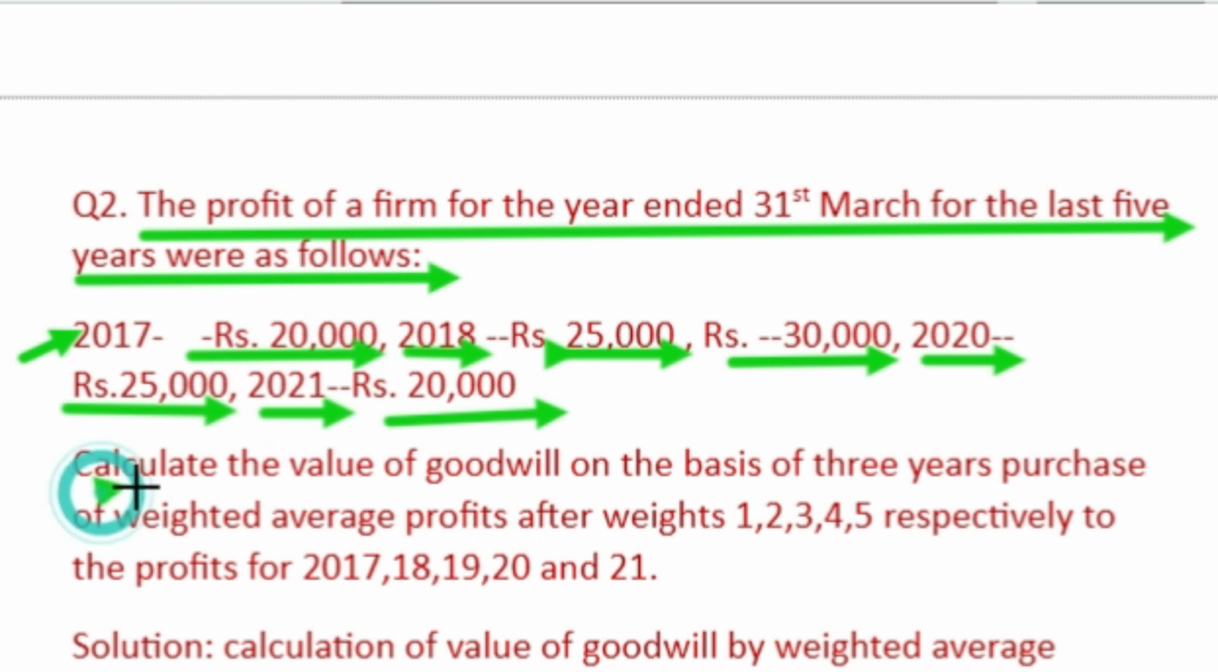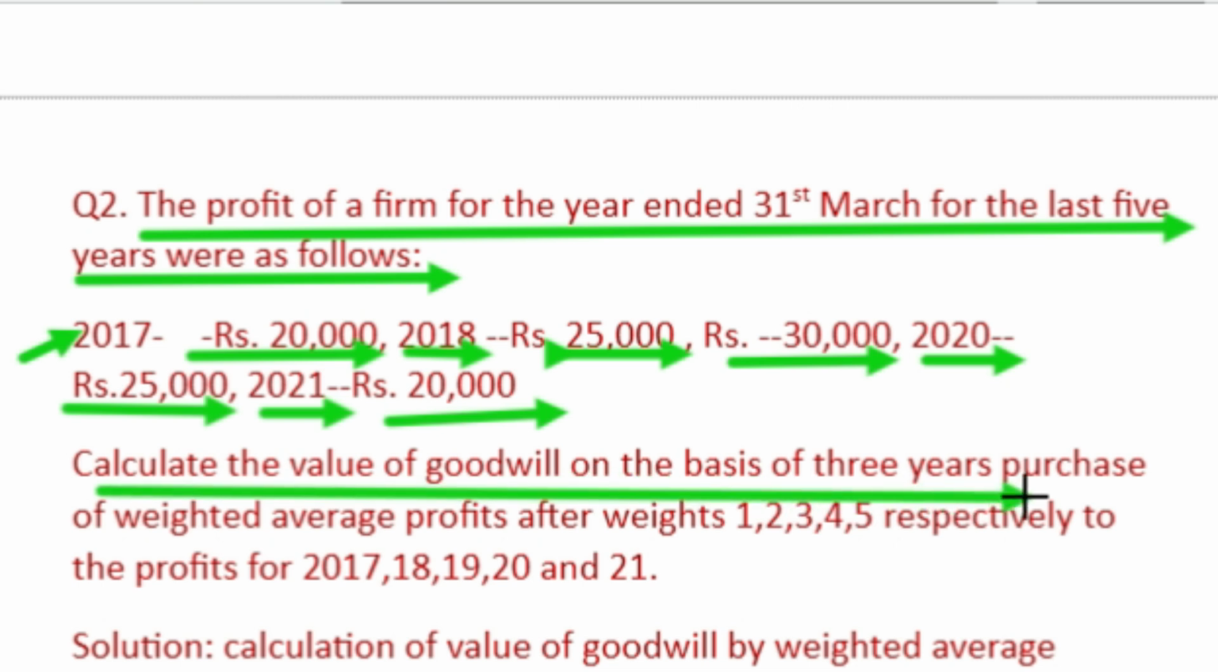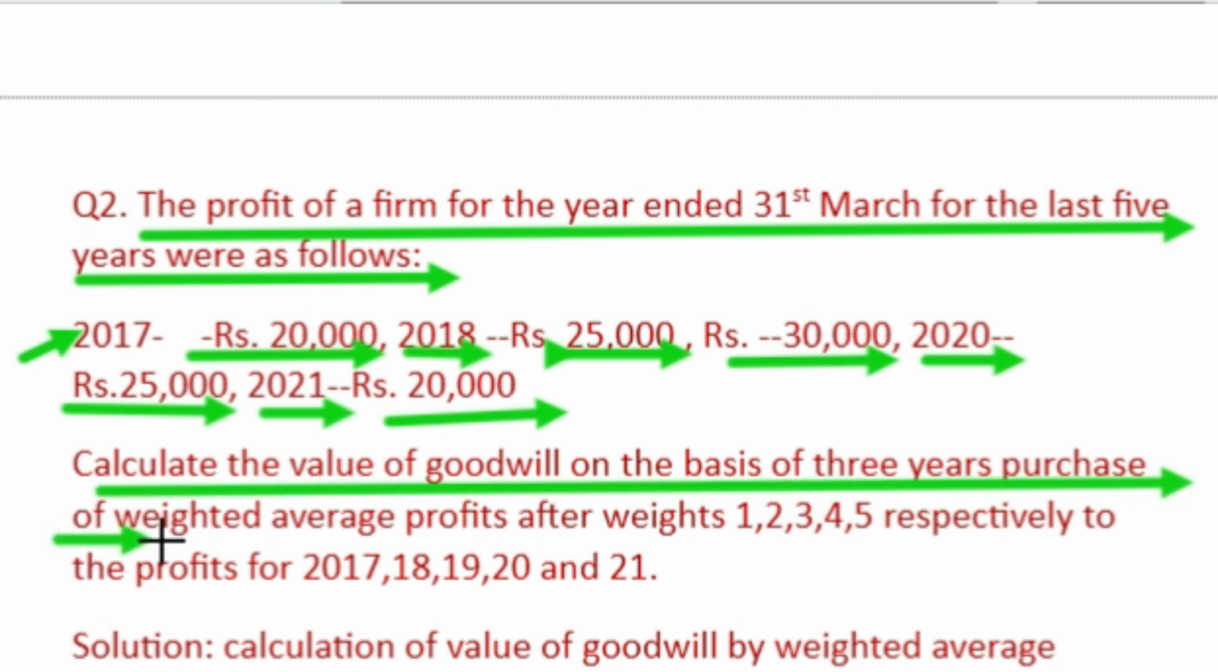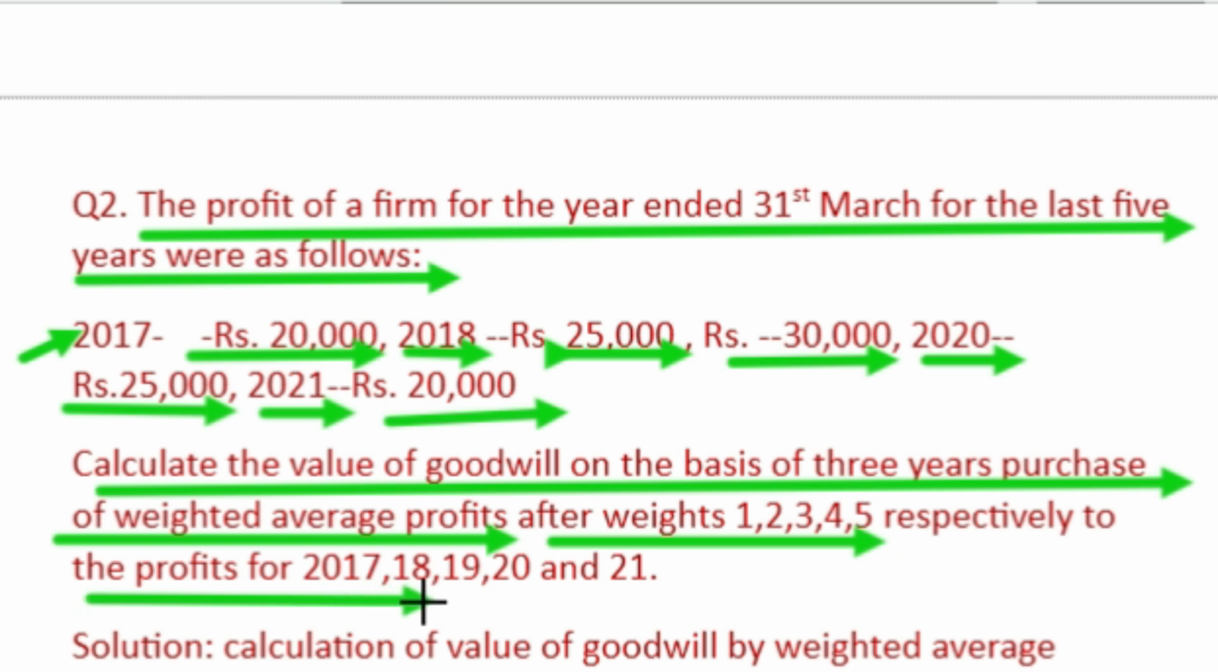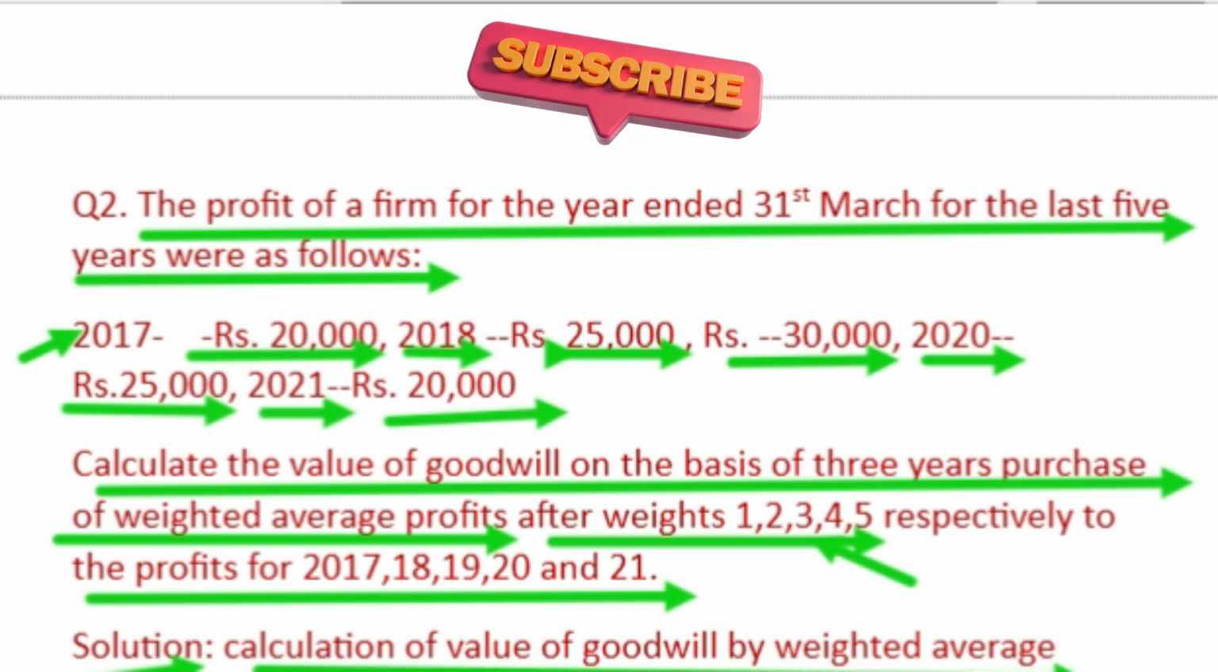Now calculate the value of goodwill on the basis of 3 years purchase of weighted average profit, after giving weights 1, 2, 3, 4, 5 respectively to the profit for 2017, 18, 19, 20 and 21. So in an examination question, if goodwill is to be calculated under the weighted average profit method, the weights are generally provided in the question.